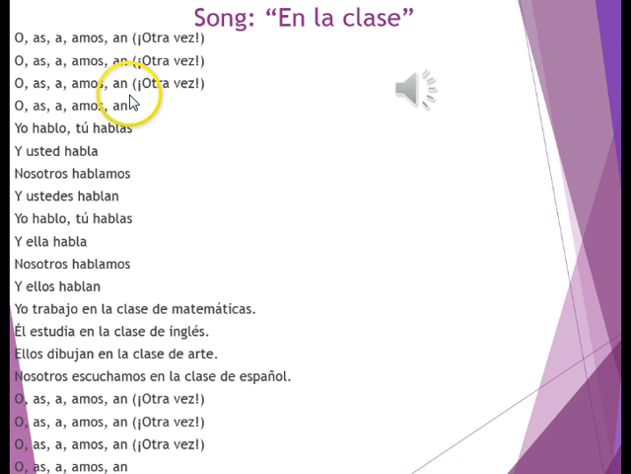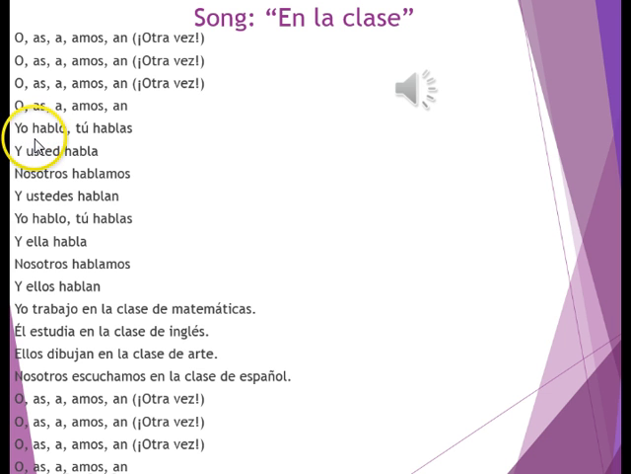If we look, it's trying to get you to learn the different endings. When we say o, as, a, amos, an, you can also notice that there is one missing, and that is the vosotros form, áis. If you look down here, they're trying to give you an example of the ways that you can change the verb hablar.